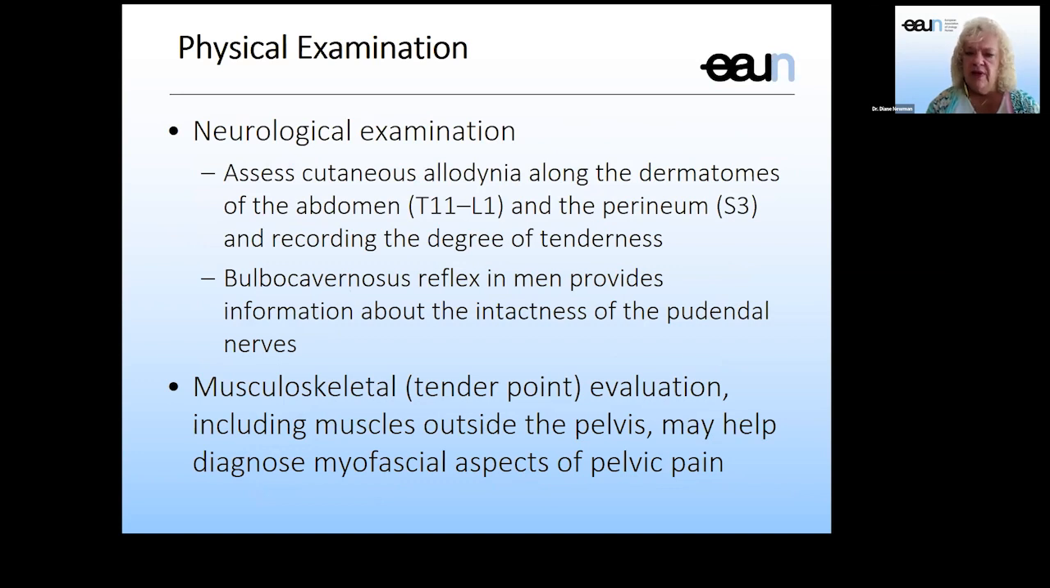And you need to do an MSK exam. I recommend, as a nurse, and I recently did this for a research study, that I was taught the entire MSK exam that is done by a physical therapist, which we're now doing in a research study. I recommend that you really do learn the MSK exam, because the muscles surrounding the pelvis may help diagnose the myofascial aspects. I think that's important prior to referring on to a physical therapist for further treatment.